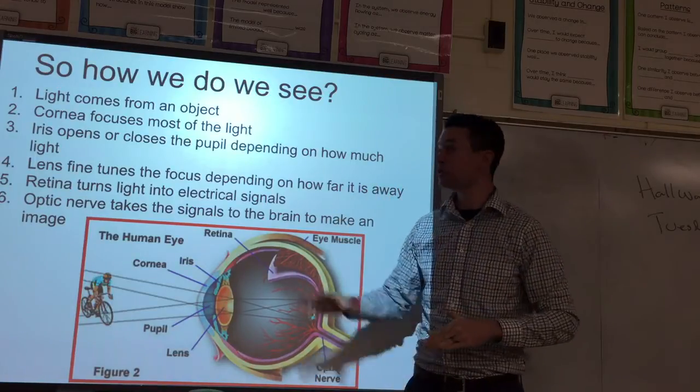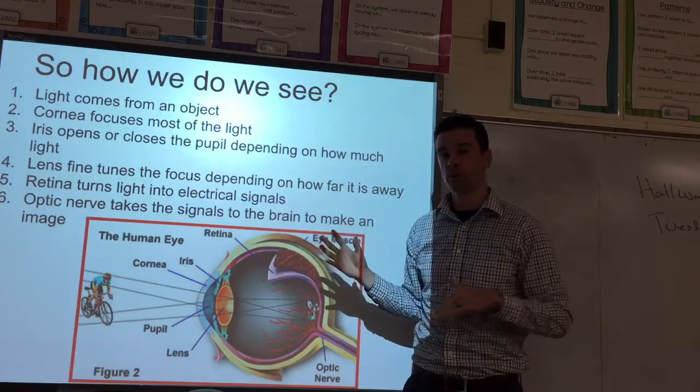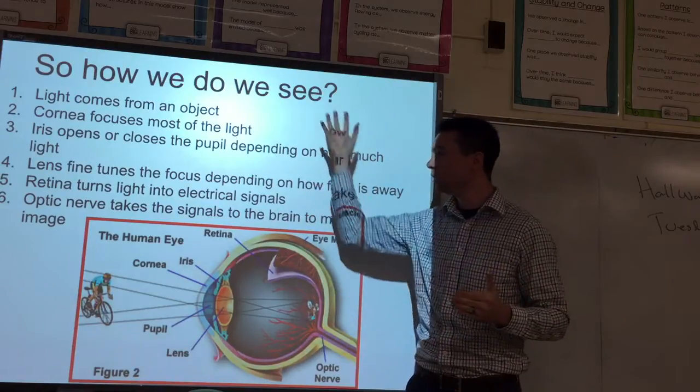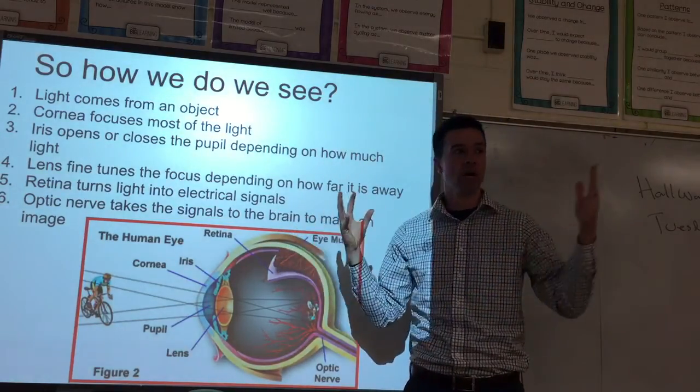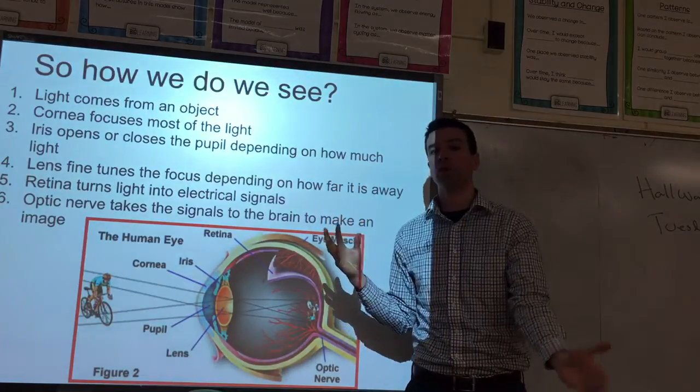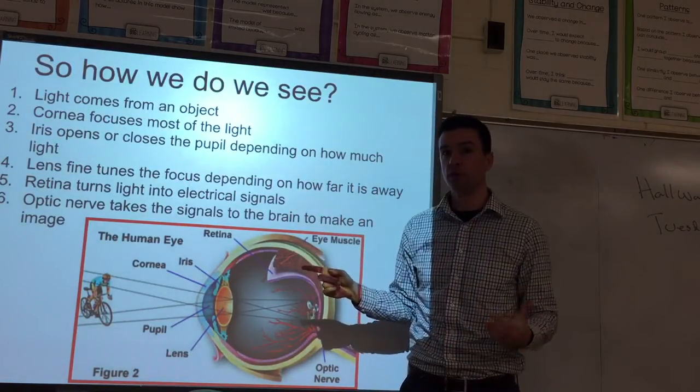All right, so this is what I want to make sure you can do, as opposed to just simply memorizing parts. Can you do this and understand how, when you look at something so simple as a pencil, all this happens to make sure that you can see it?